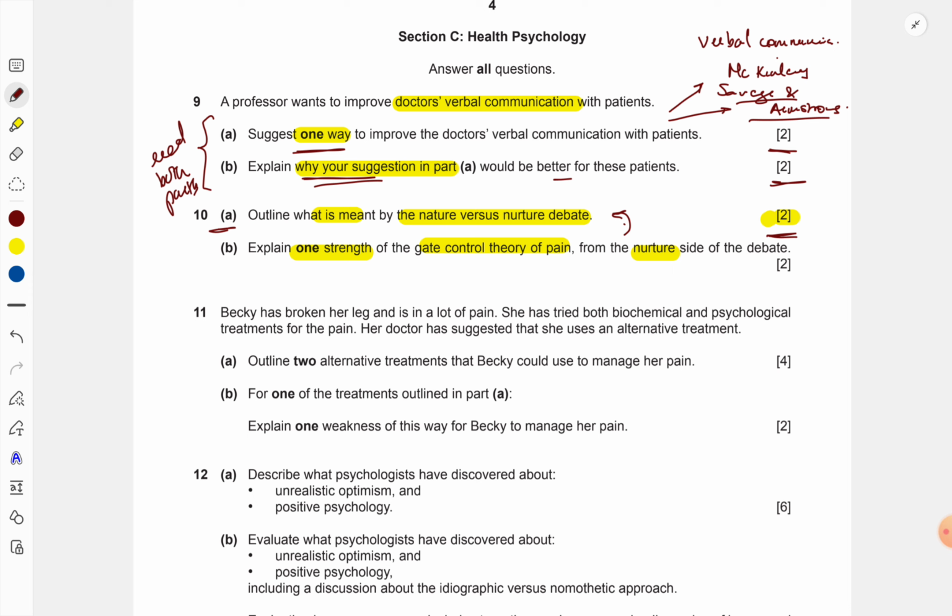For 2 marks, how we can structure the answer is, again, we name the strength first. So the first sentence will be naming it and the second sentence will be elaborating on it or explaining it. 2 markers are generally structured that way: naming, elaborating, naming, explaining.